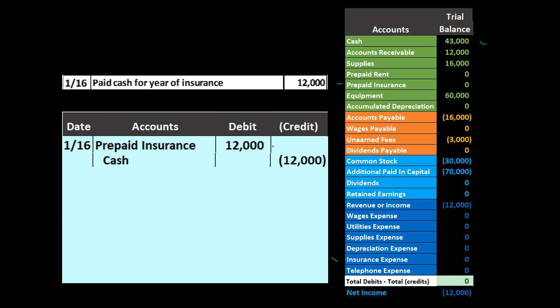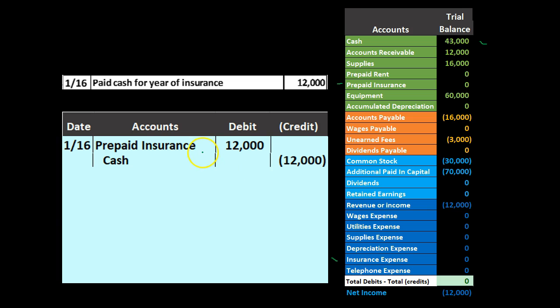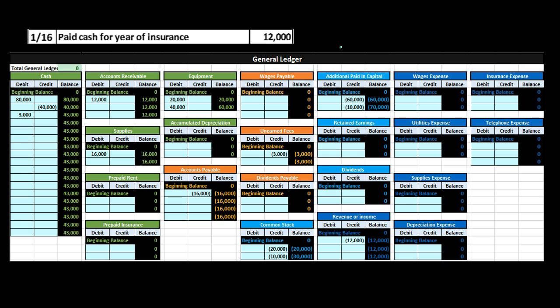So a computer program will often just automatically do that, and that's the convention of a computer program that we told it to do by default. So then if we post this, we've got the prepaid insurance and cash. Here's prepaid insurance, here's cash, they're both assets. We're going to post that to the general ledger.